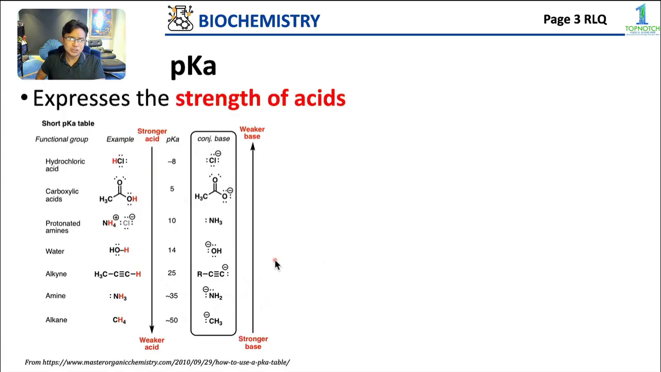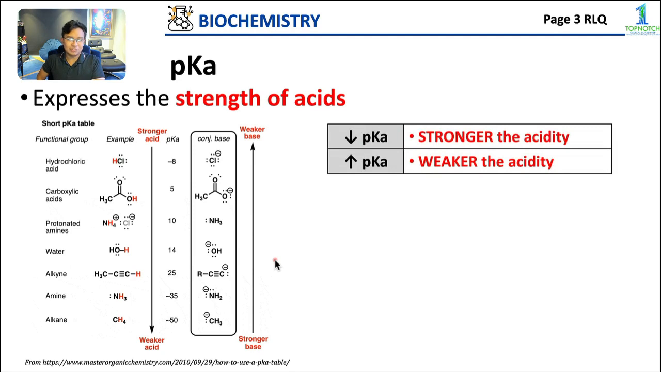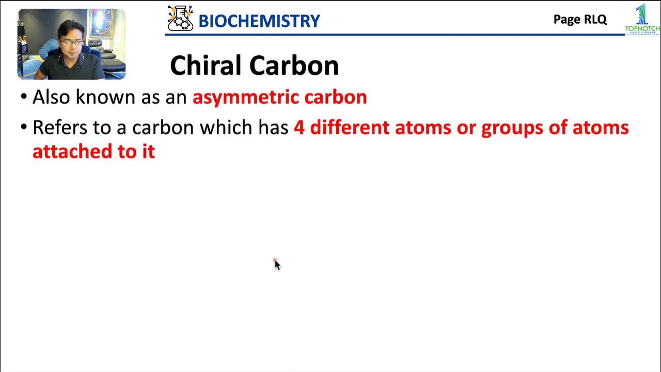Now, don't confuse pKa with pH. The pKa value expresses the strength of acids. And the pKa value of acids is inversely related to its strength. Meaning, the lower the pKa, the stronger the acidity, while the higher the pKa, the weaker the acidity.